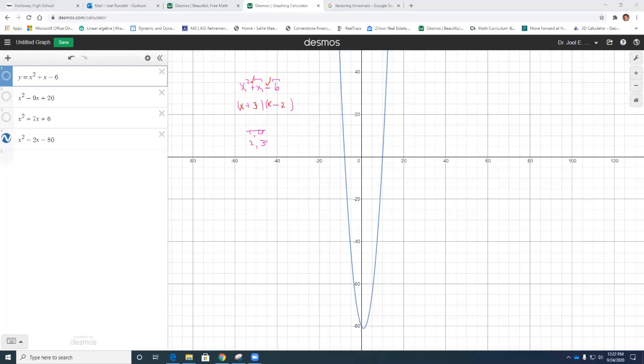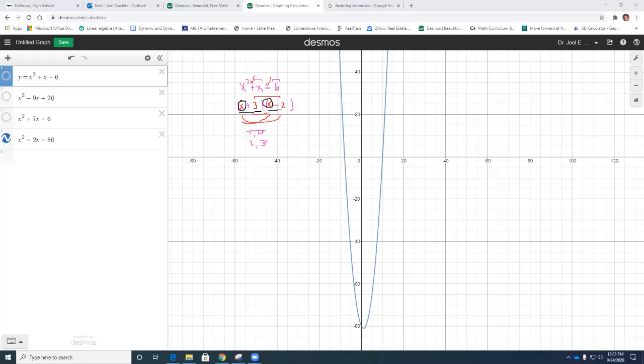Now let's check this. Let's FOIL this and see if we did this correctly. I know that x times x is x squared, which is good. And then on the outside, I have negative 2 times x, which is negative 2x. And if I add positive 3x to negative 2x, that gives me 1x. And then positive 3 times negative 2 gives me negative 6. Well, if x plus 3 is a factor, then the zero would have to be negative 3, because negative 3 plus 3 is 0. And if x minus 2 is a factor, then positive 2 would have to be a zero.